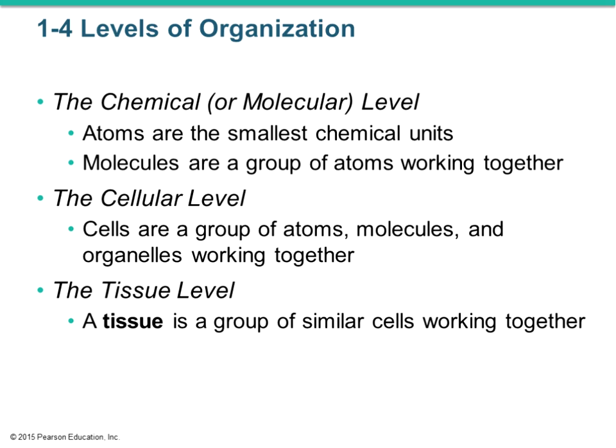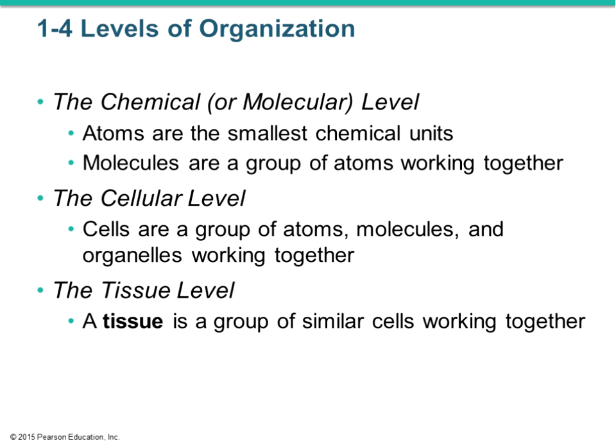The first, as I said before, is the chemical or molecular level, and this is the most basic level. Atoms are the smallest chemical units in the body, and these are combined to form molecules, and molecules combine to form cells. That's how it builds, right? You start from a basic level and keep combining things, and things get more complex. We won't spend a whole lot of time at the chemical or molecular level, but that will lead into the cellular level, which, as I said, is groups of atoms, molecules, and organelles working together.